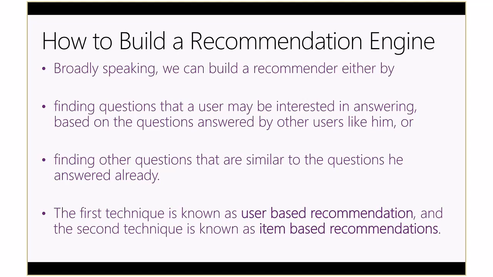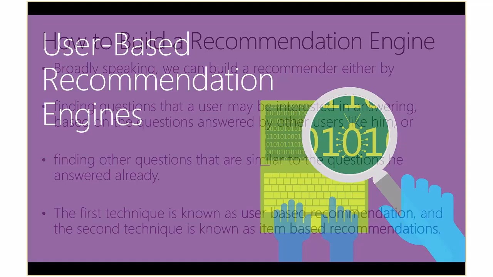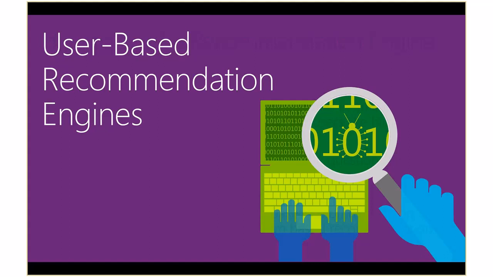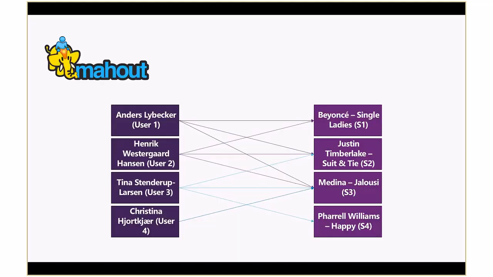Okay, I'll give you an example of the data after we go through this example, and I think it will make sense why it's the first technique that we will apply to build this recommendation engine. User-based recommendation engines, let's go through an example here. We'll be using an algorithm that exists in the library that Apache Mahout offers.